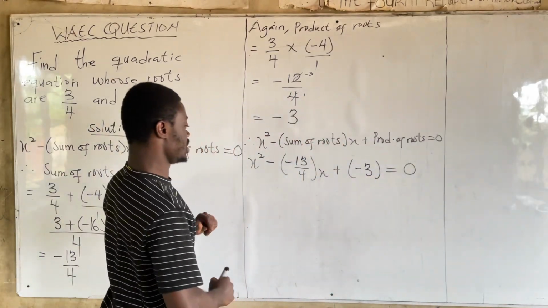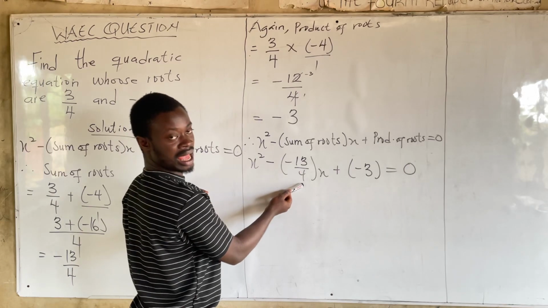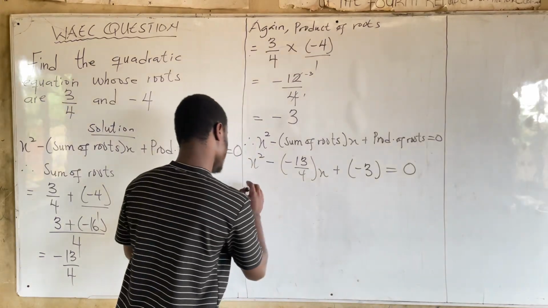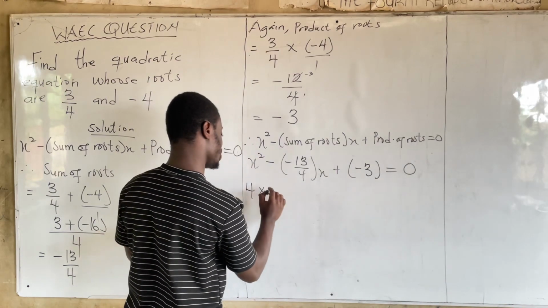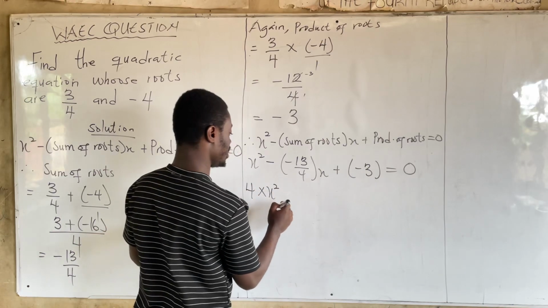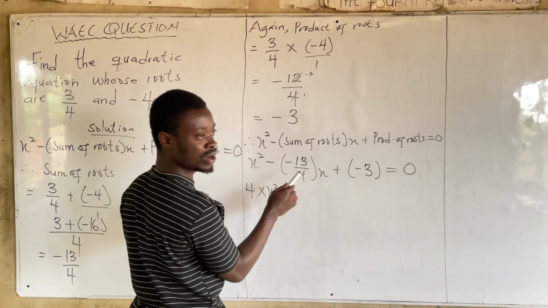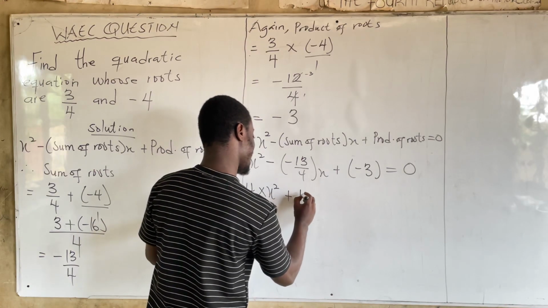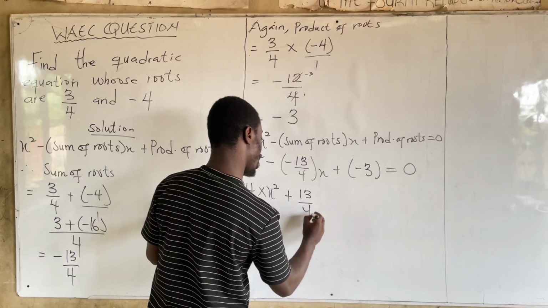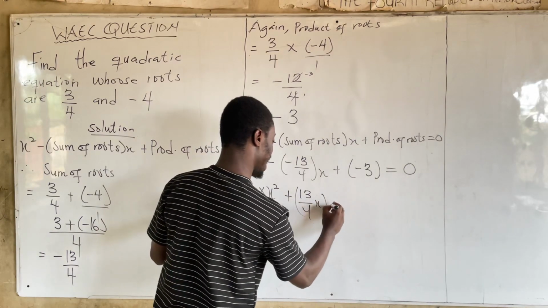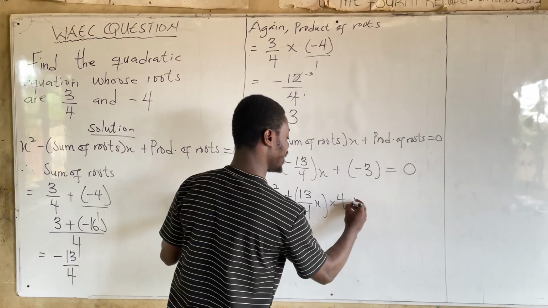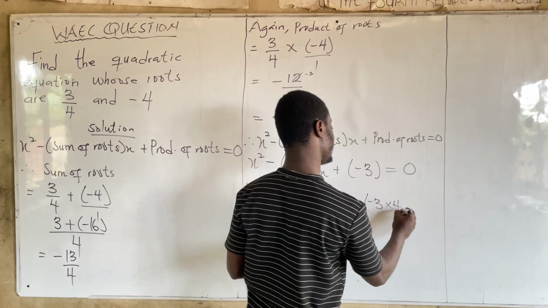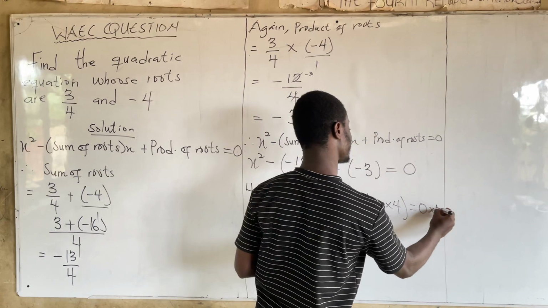Let's continue. We can use 4 as the LCM and multiply through. So multiplying through with 4, 4 times x squared, and then minus, so negative, negative 13 over 4 x gives us plus 13 over 4 x times the LCM 4, plus minus 3 times the LCM 4, to be equal to 0 times 4.